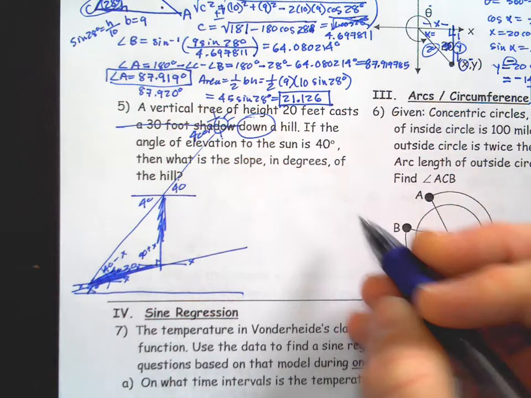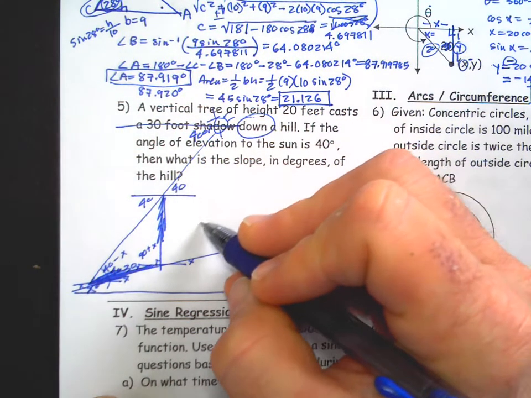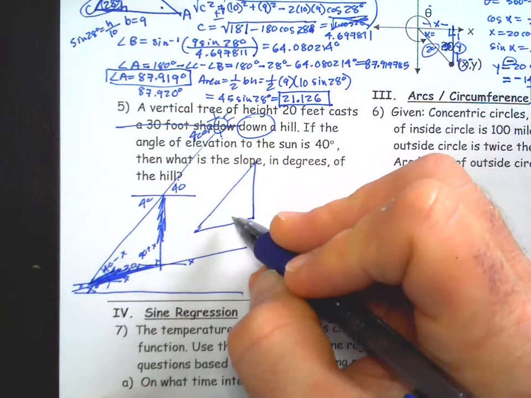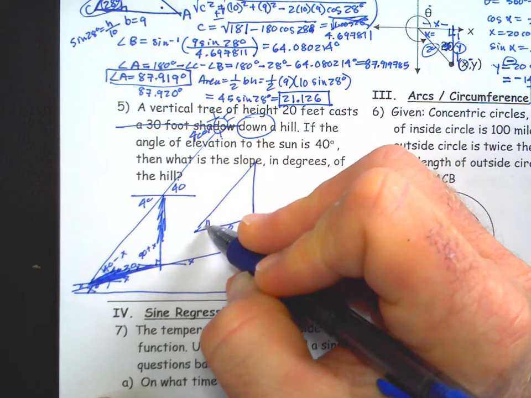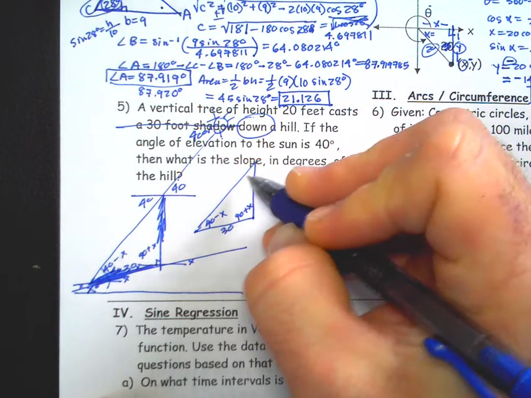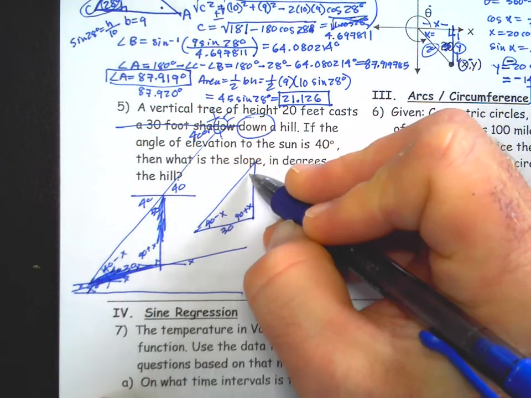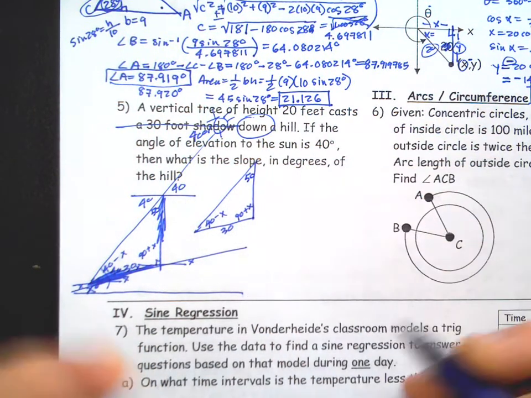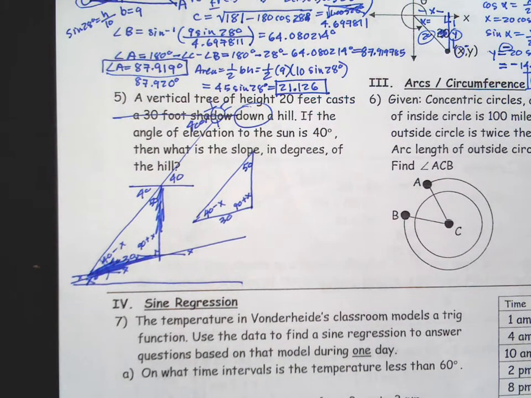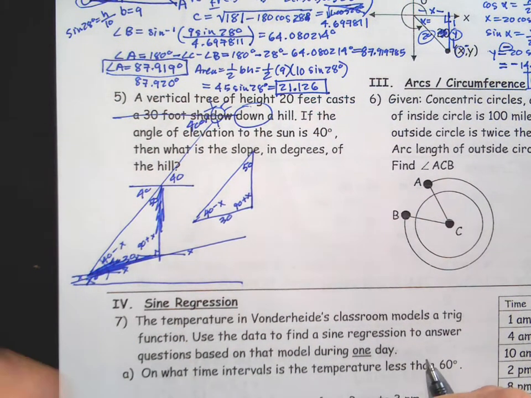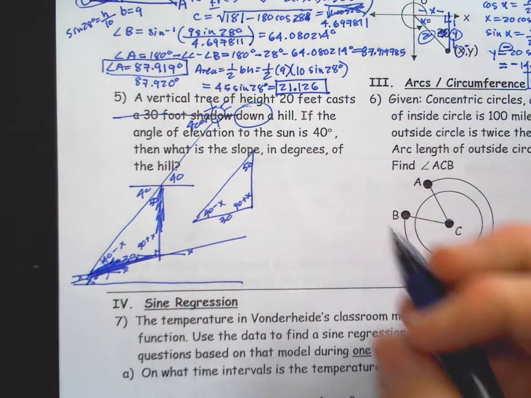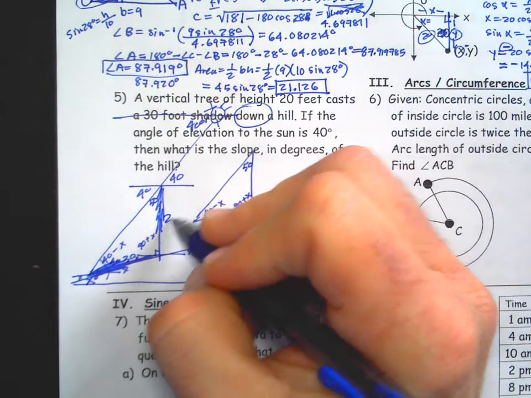So I'm going to draw a new picture that's a little cleaner, that only has the triangle. 30, 40 minus x, 90 plus x. Oh, this is going to be 50, 50. And we're trying to solve for x. X is the angle of the slope of the hill. So we've got to find x. So I think that's all we have. Oh, 20-foot tree, by the way. So we do have that.